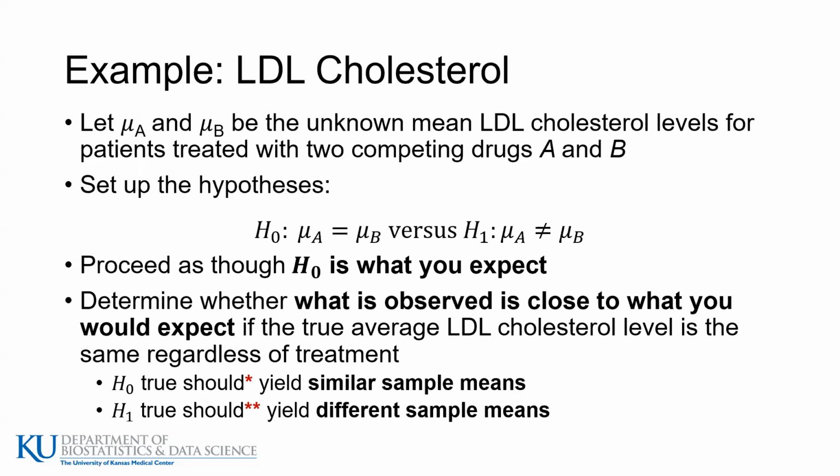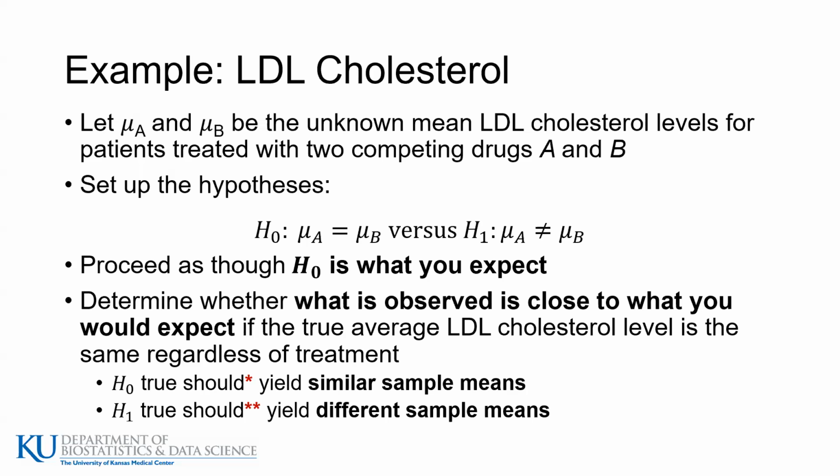Remember that there's always a chance, even in a very well-designed study, that we end up with a sample that is not reflective of our population. So sampling variability is always a risk in a study. And so even though we would expect, if the null hypothesis is true, the sample means to be similar, there is still a chance that the sample means would be different.